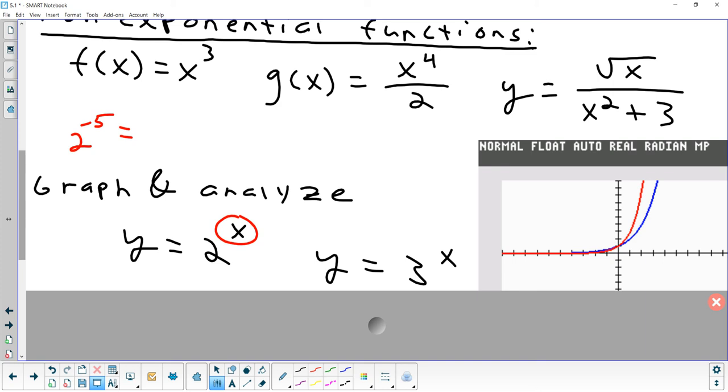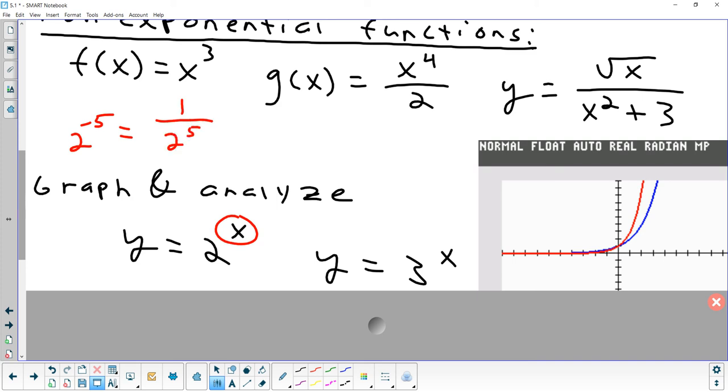Lindsay? Just 2 to the 1/5 power. Say it again? Is it 2 to the 1/5 power? 2 to the 1/5 would be like if you had something like this, the 5th root of 2. That would be 2 to the 1/5 power. Caleb? Would it be 1 over 2 to the 5th power? 1 over 2 to the 5th.